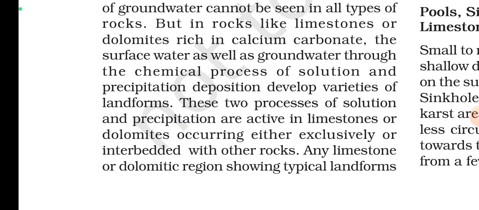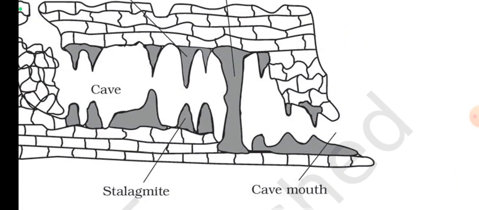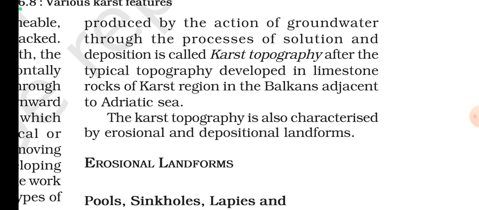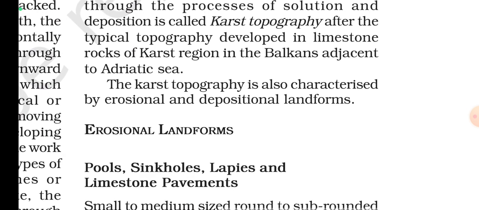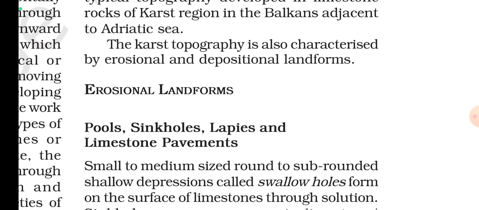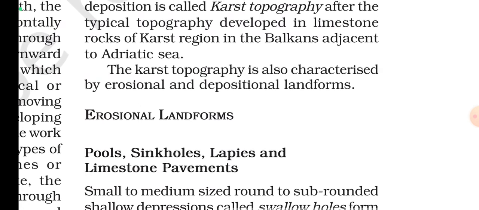These two processes of solution and precipitation are active in limestones or dolomites, occurring either exclusively or interbedded with other rocks. Any limestone or dolomitic region showing typical landforms produced by the action of groundwater through the processes of solution and deposition is called karst topography. The name comes from the typical topography developed in limestone rocks of the karst region in the Balkans adjacent to the Adriatic Sea.